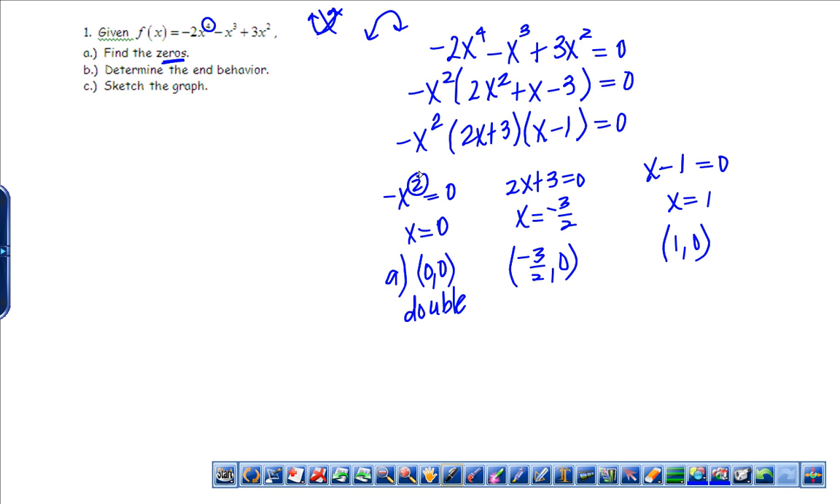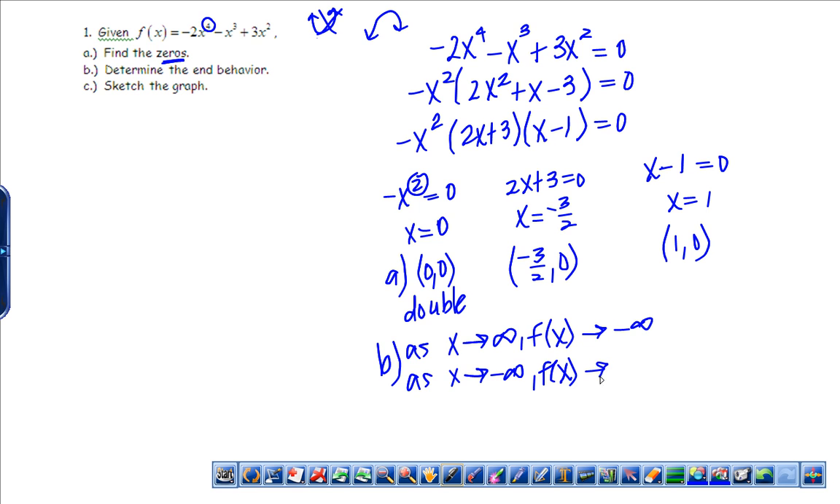Okay, the next thing says determine the end behavior. We've already drawn a picture that's going to help us out here, so that we can go ahead and write that out. As x approaches infinity, f of x is going to approach negative infinity. And as x approaches negative infinity, your function is going to approach negative infinity. So this first one is going to fall right, and the second one is going to fall left.